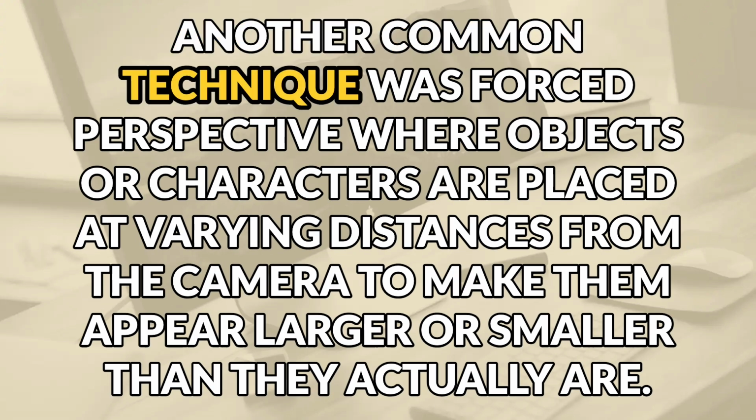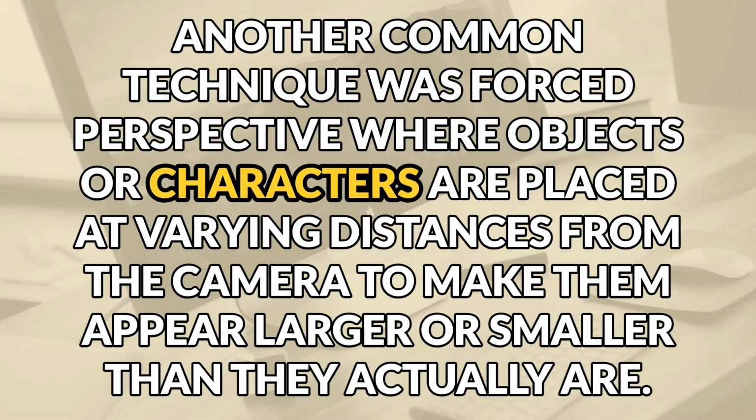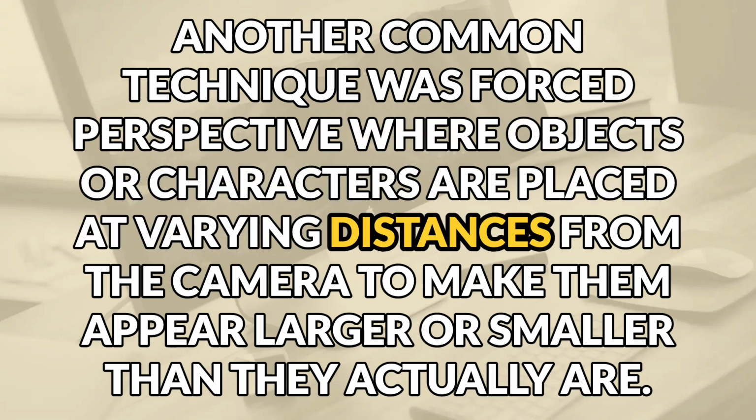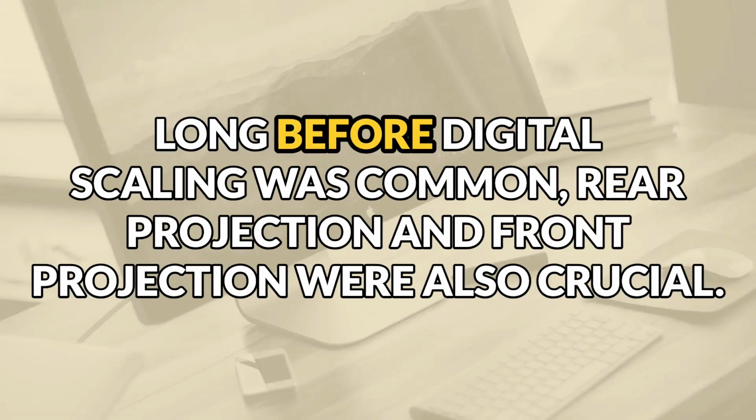Another common technique was forced perspective, where objects or characters are placed at varying distances from the camera to make them appear larger or smaller than they actually are. This was famously used to make hobbits appear small next to Gandalf in the Lord of the Rings films, long before digital scaling was common.